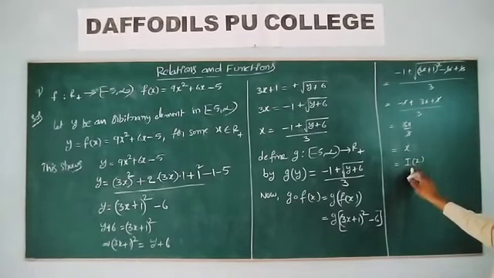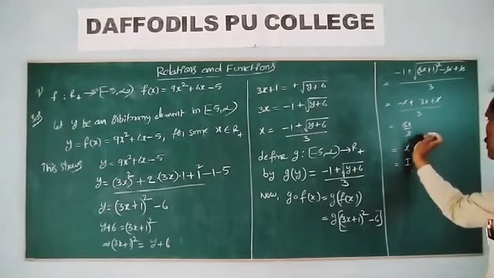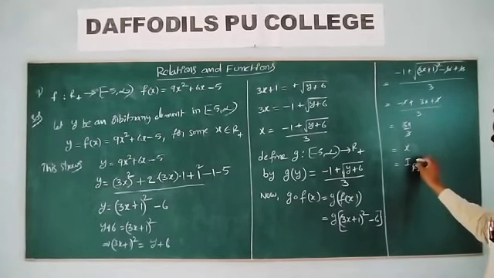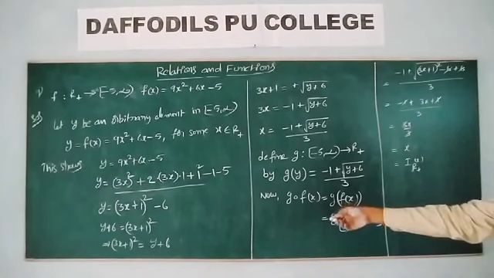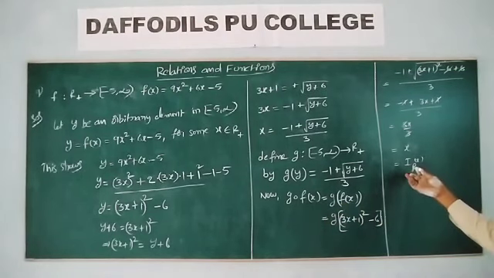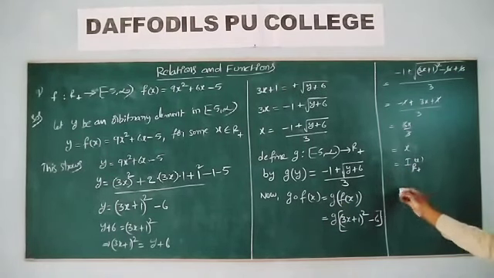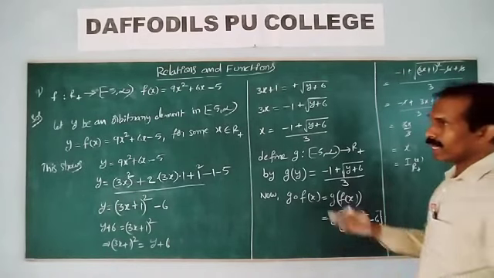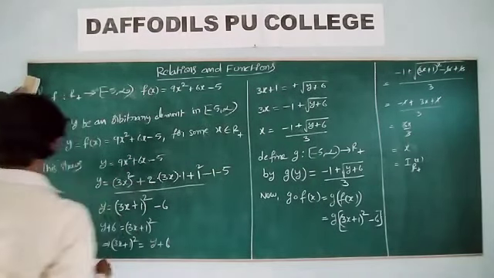So what does identity function mean? The domain is R plus. G circle f is equal to the identity function. Now we want to prove f circle g. Here, f circle g.